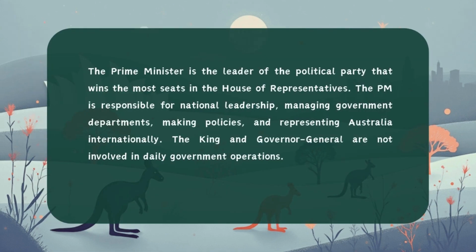The Prime Minister is the leader of the political party that wins the most seats in the House of Representatives. The PM is responsible for national leadership, managing government departments, making policies, and representing Australia internationally. The King and Governor-General are not involved in daily government operations.